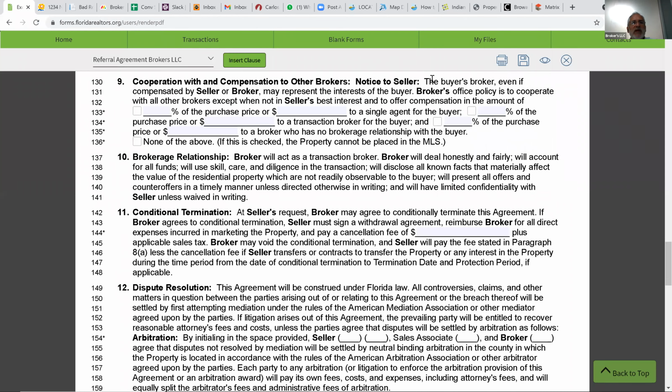Number 9 is the cooperation and compensation with another broker. We have 3 options right here. The first option is whatever I'm going to offer as a listing agent to a realtor that will bring the buyer into the transaction, okay? 3% of the purchase price to a single agent for the buyer. I will offer the same thing for the transaction broker for the buyer, 3% of the purchase price to a transaction broker for the buyer. This is just the representation of this realtor with their client, with their buyer, okay?